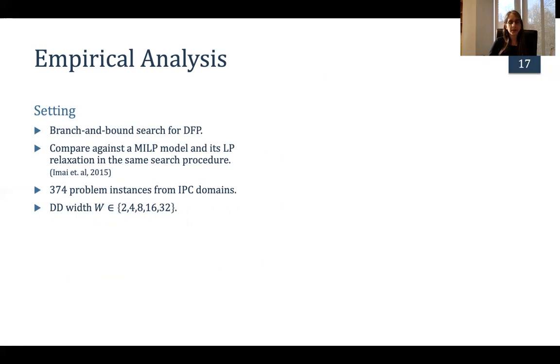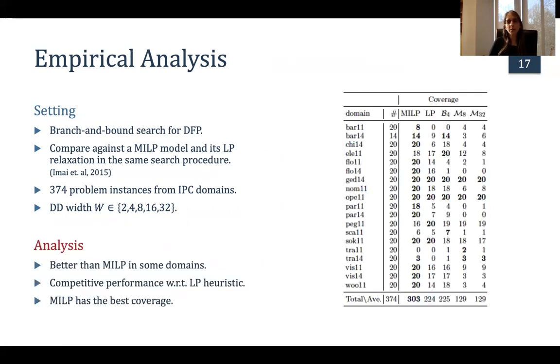We compared against a MIP model inside Gurobi and also its LP relaxation in our own branch and bound procedure, over some problem instances from the IPC domains. So all in all, here is the number of instances that we solved for each of the domains. In some of the domains, we have better results than the MIP in Gurobi. In some other ones, we have comparable results with the LP heuristic in our own branch and bound procedure, but all in all, the MIP model was performing better, with better coverage.